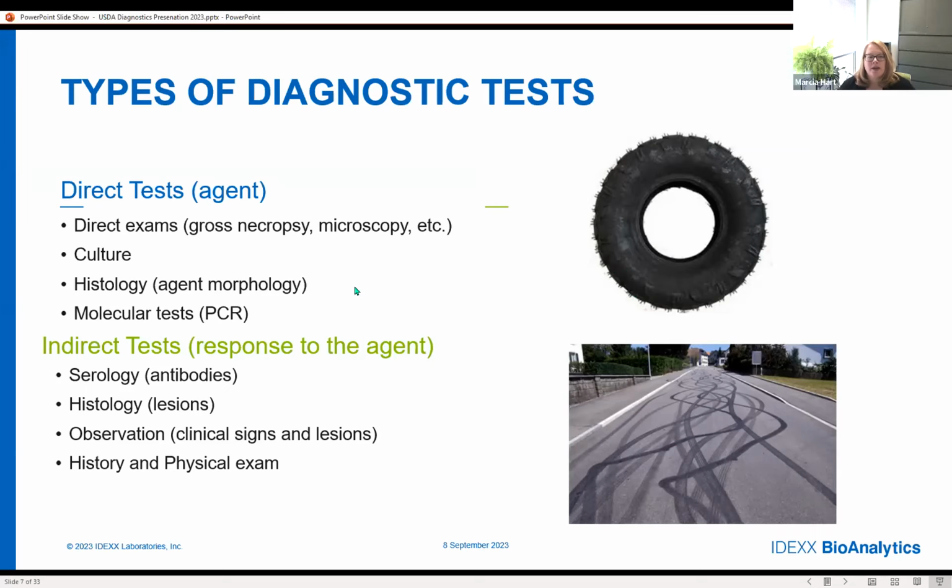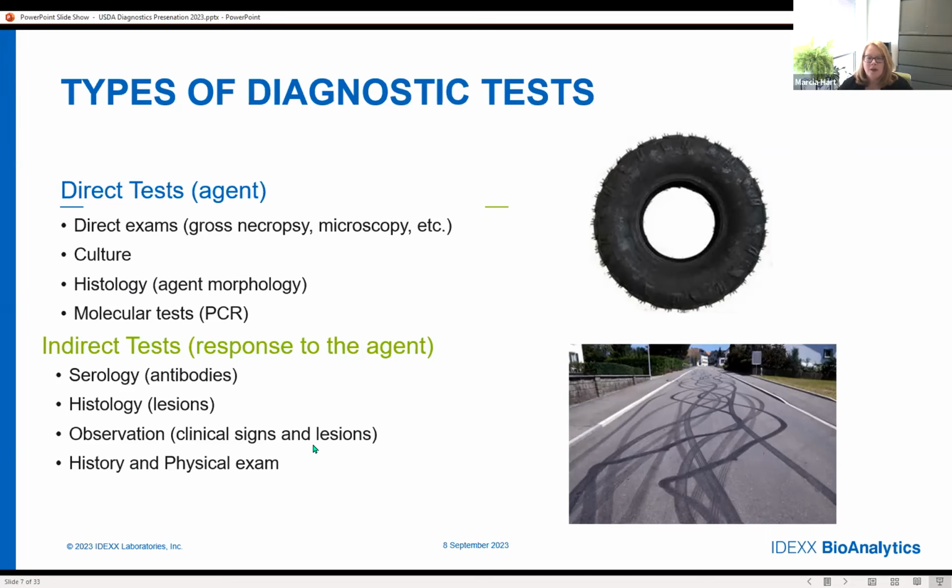Examples of direct tests would be direct exams, so gross necropsy, just doing microscopy. Those are great exams. You could do culture, directly culturing samples from the animals. You could do histology, where we look at the agents and the morphology of those agents, and then our molecular tests, which are PCR-based tests. Our indirect tests, again, looking for response to the agent, are going to be serology, where we're looking for the antibodies to the agent, not necessarily the agent itself.